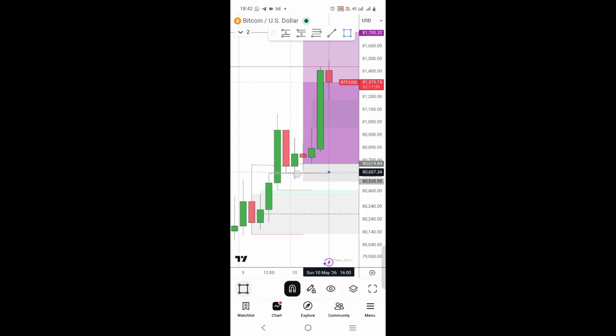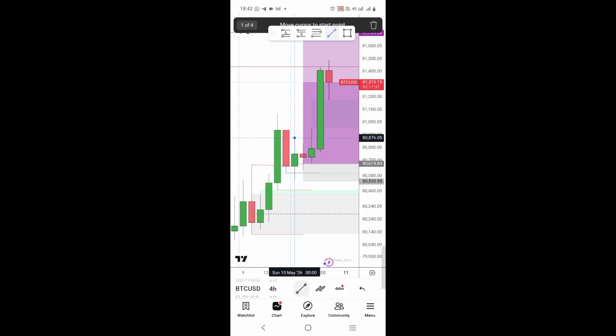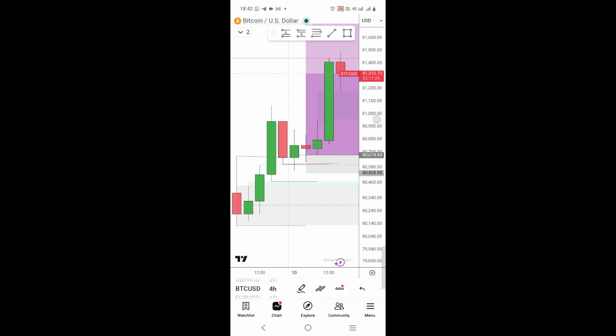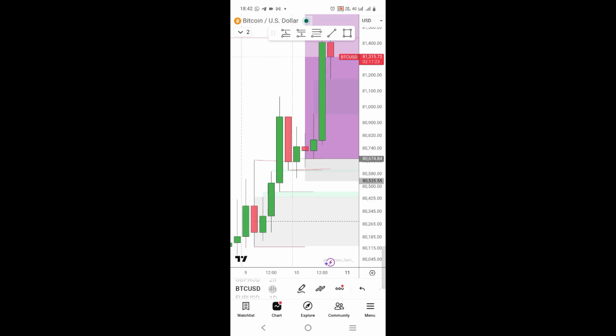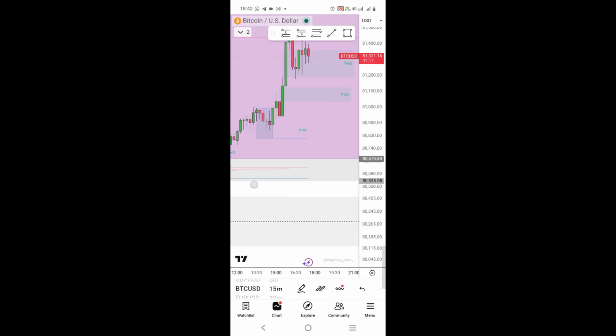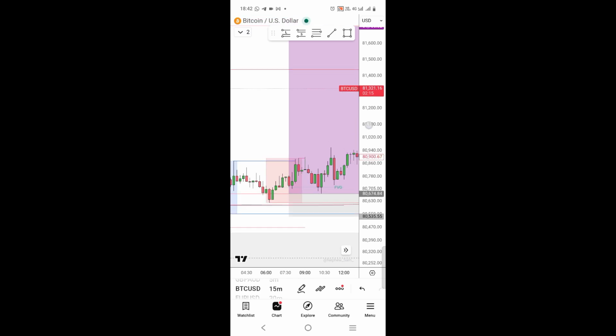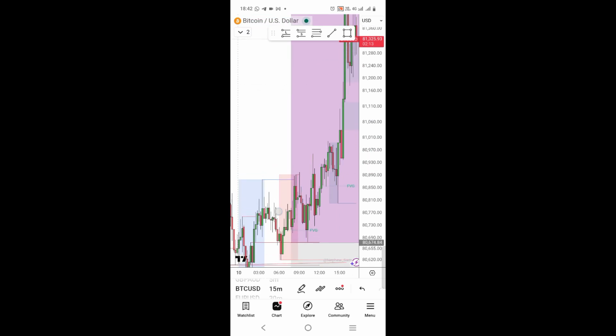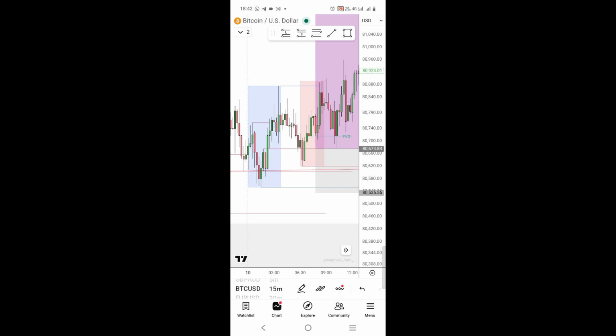A CRT happened within this little fair value gap, which is this CRT, as you can see marked here. So when I saw this CRT on the 4 hour, I went straight down to the 15 minutes time frame. You can use either the 15 minutes or the 5 minutes. Usually I check the 15 minutes first. If the structure does not align well with me, I go to the 5 minutes.